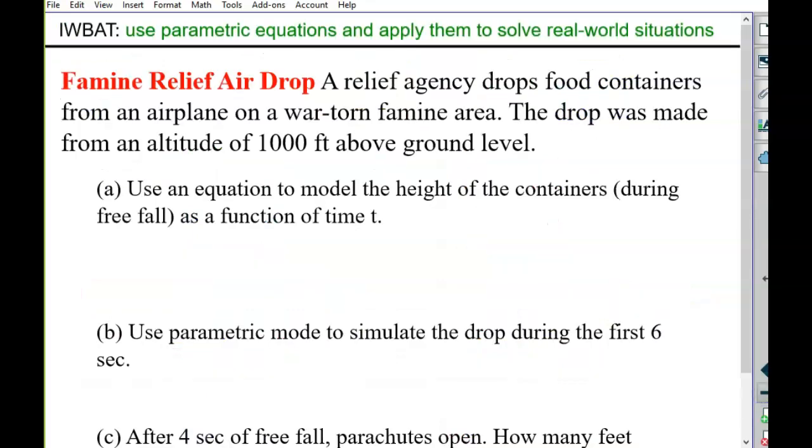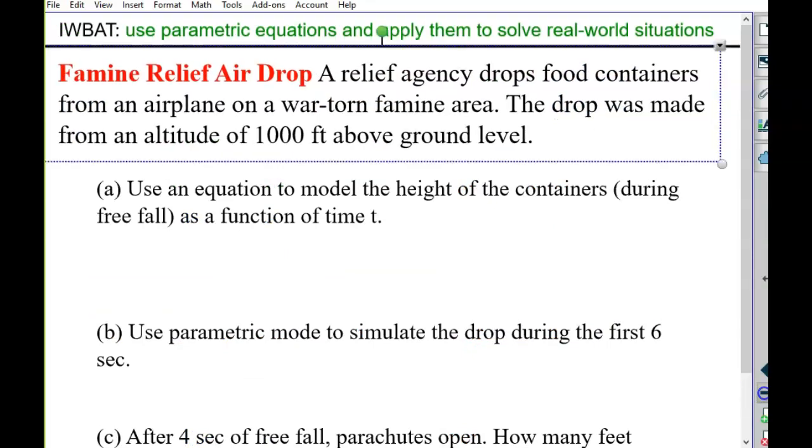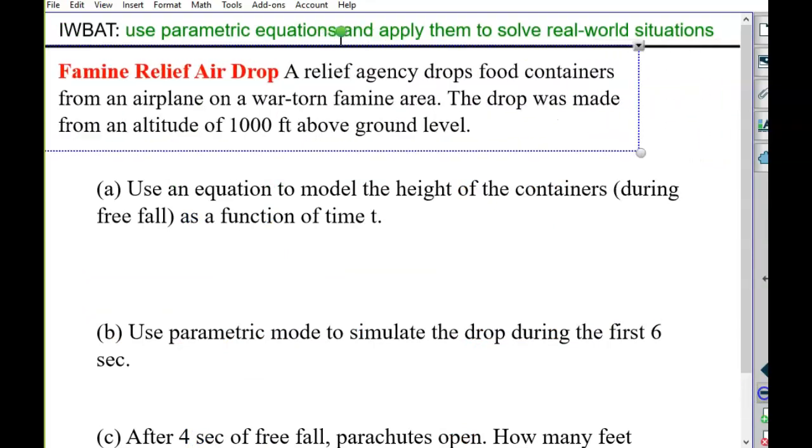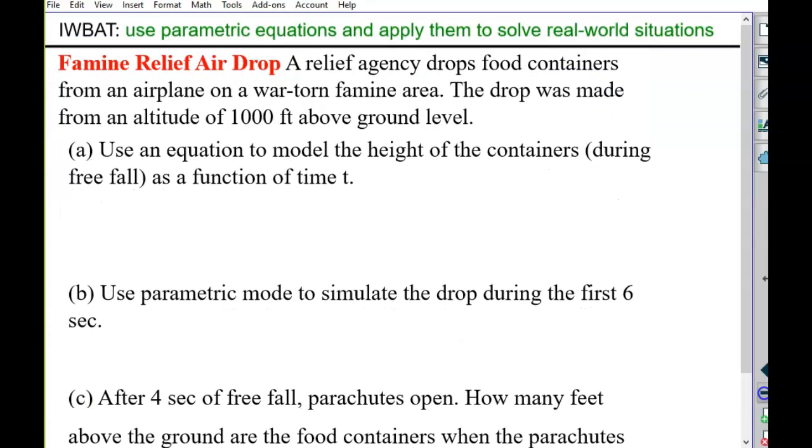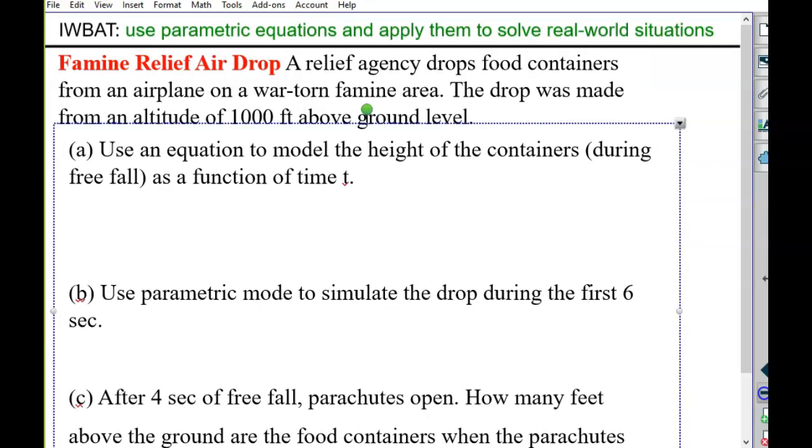All right, last one. And this one is not super tricky. We just got to think about what it means a little differently. And we're not going to do part D.